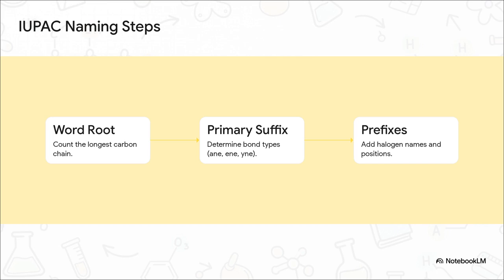Step 1, find the word root by counting the longest continuous carbon chain. 3 carbons, that's prop. 4, that's but. Step 2, look at the bonds between those carbons to find the primary suffix. Are they all single bonds? It ends in ane. A double bond? It ends in ene. And finally, step 3, at the very front, add your prefixes. If there's a chlorine, you write chloro, and you absolutely must include the number of the carbon it's attached to. Always number your chain so the halogen or the double bond gets the lowest possible number.